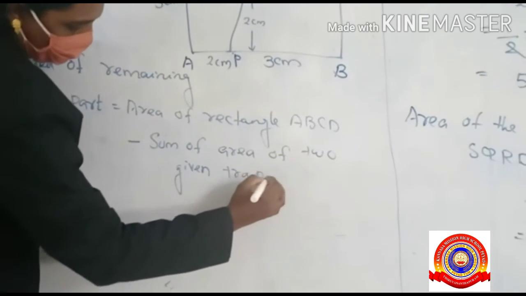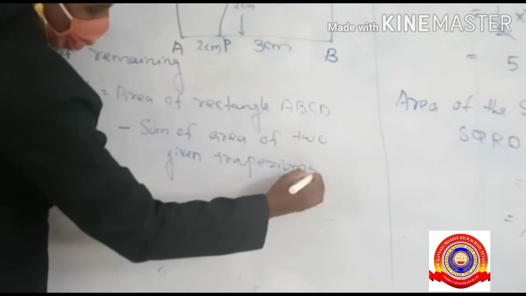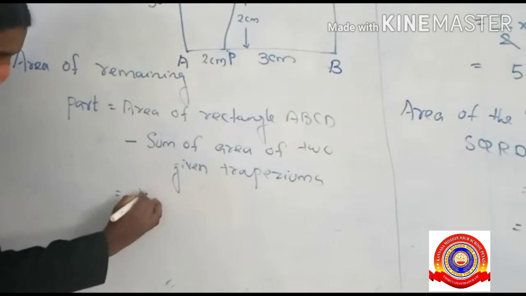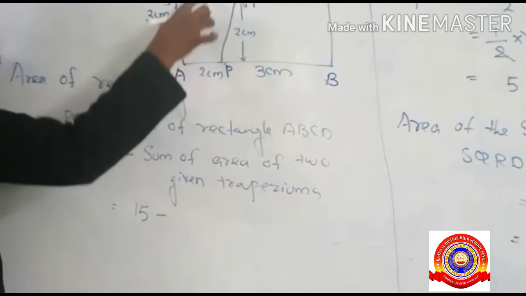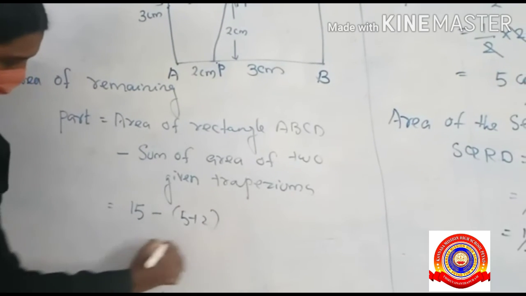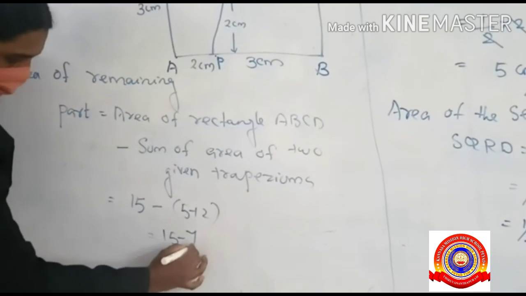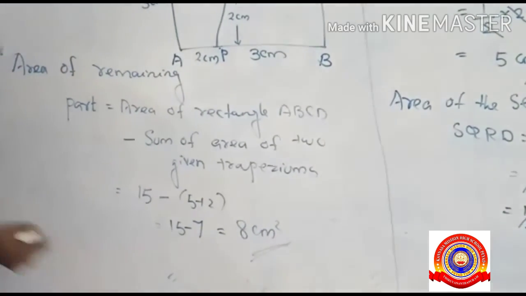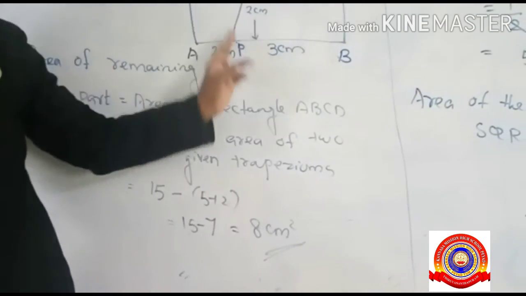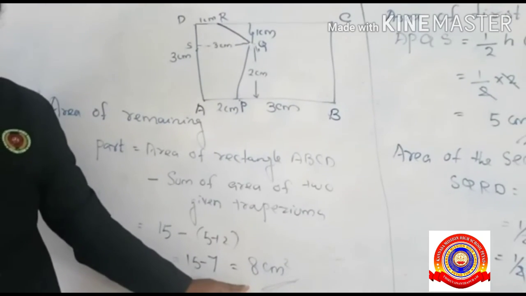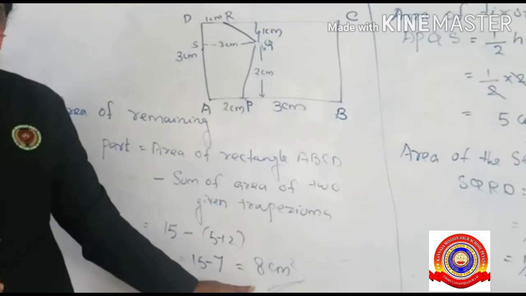It is equal to 15 minus 5 plus 2. 15 minus 7 equal to 8 centimeter square. So the area of remaining portion is equal to 8 centimeter square. Is it clear for you? Okay.